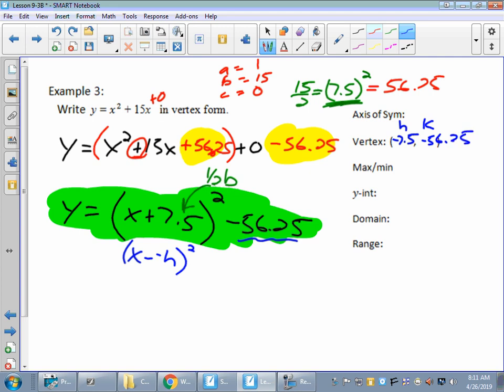Okay, maximum, minimum, again, it's a minimum because your a value is positive. So it opens upward, which makes it a minimum. Your y-intercept, we go back up to your c value. That's right here, is 0.